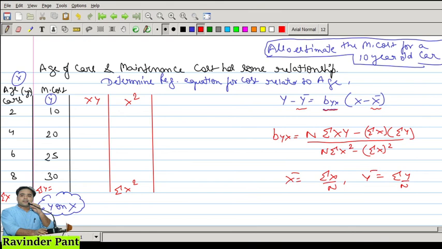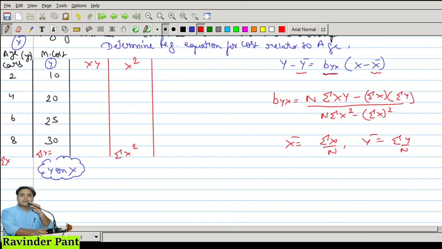Do you feel any difficulty here? So how to find age of car? I didn't get. How to find? Sorry. That maintenance cost for 10-year-old car. Okay, can you get the regression equation done?